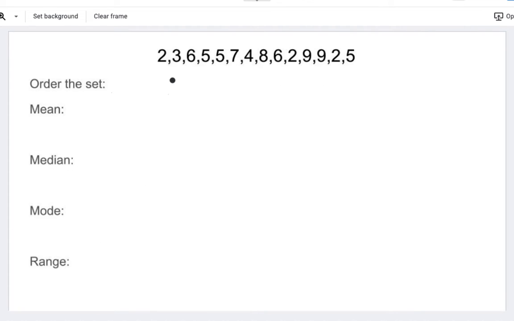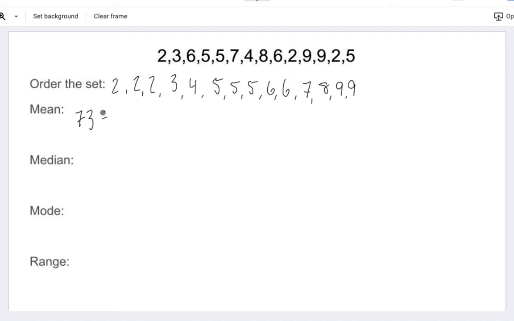The first thing we're going to do with our data set is put it in order, from least to greatest. After we put it in order, to find the mean, remember we're going to add them all up and then divide by how many we have. So we have 14 values in our data set. If I add them all up, I am going to get 73.